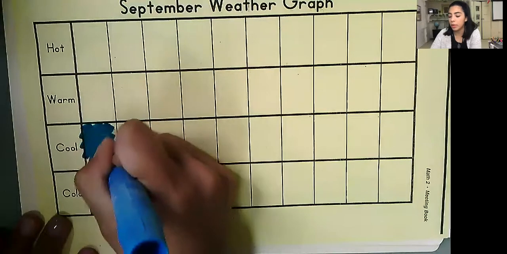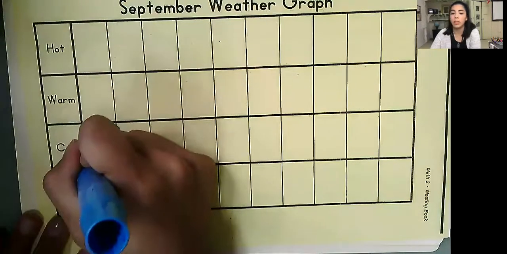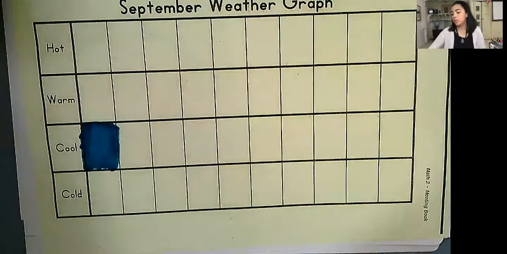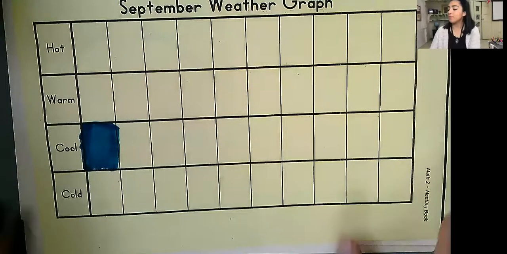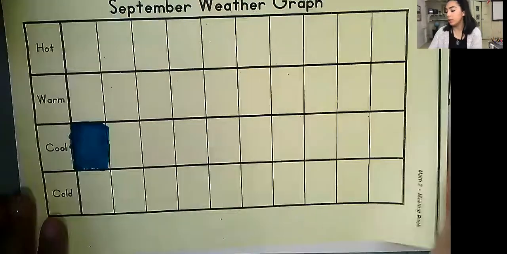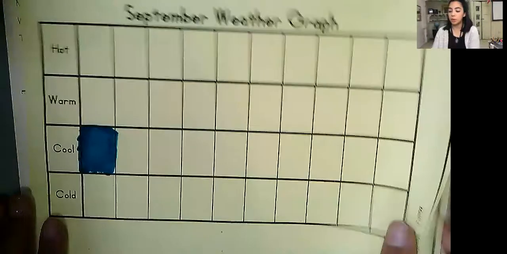With a crayon, I would like you to color that in. Great. So today, it feels pretty cool. That's all you need for today. As soon as you're done coloring this little box in, you are done. So go ahead and put your weather graph away as well. Perfect.